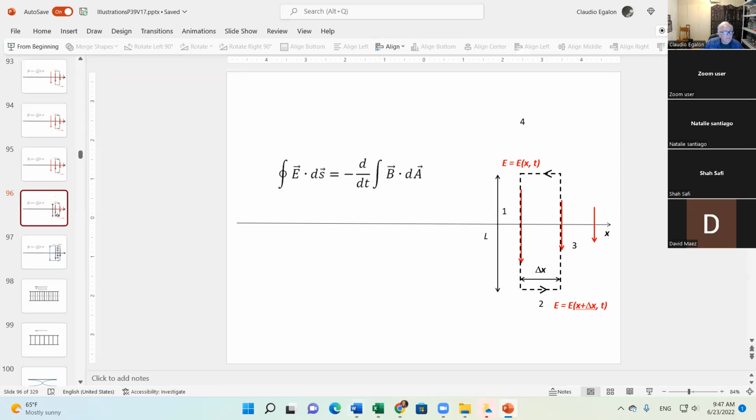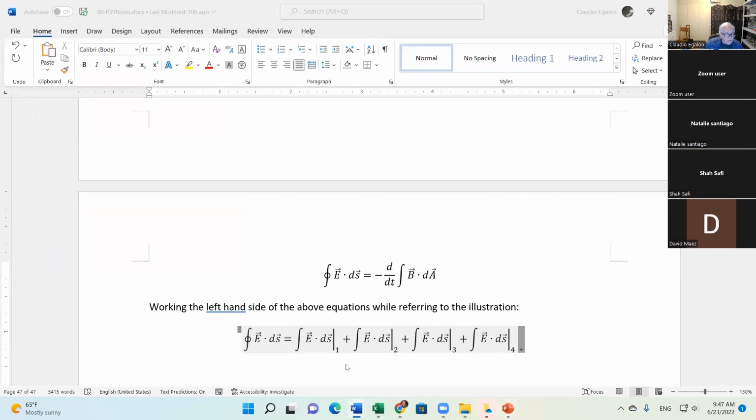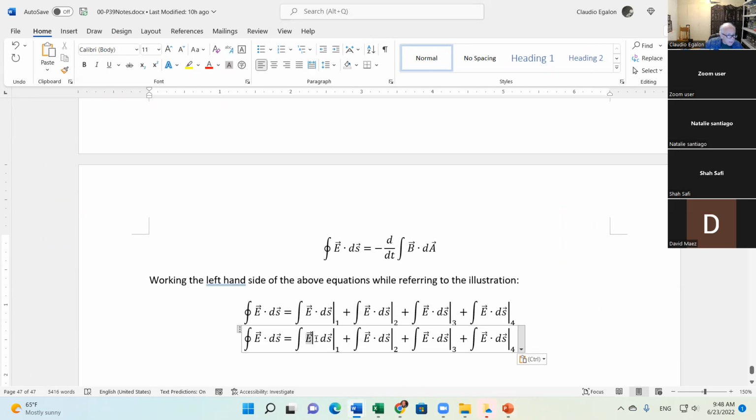Okay, let's go to path number 1. Path number 1, the direction of integration is the same direction of the electric field. That's going to be the electric field in the x direction, at the x position, right? And because they're the same direction, E dot ds is going to be E ds. Make sense? So this first integral is going to become E(x) ds.